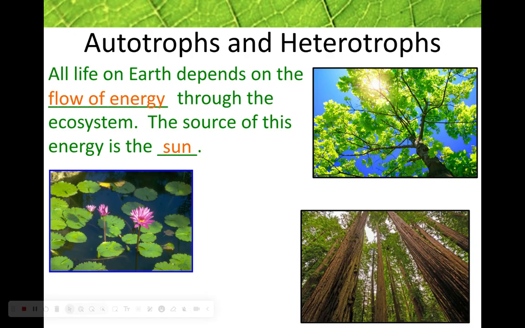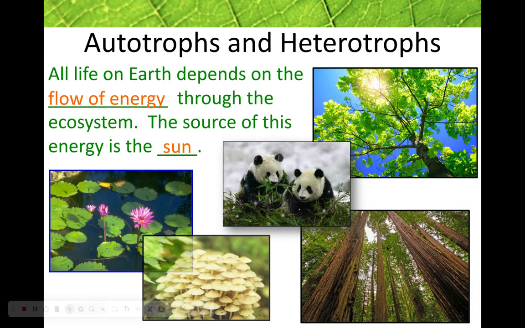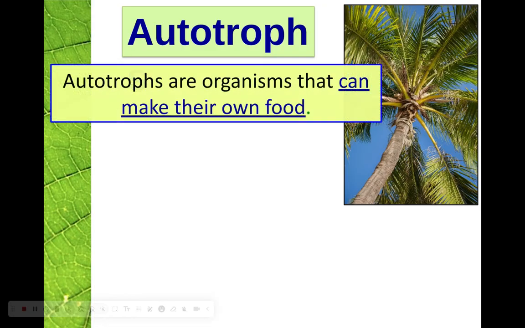We can divide all of these organisms into two main categories, whether it's an autotroph like lily pads, trees, Venus flytraps, weeds, grass, you name it, or whether it's a heterotroph, an organism that consumes other organisms to make its own energy. So, let's start off with those autotrophs.